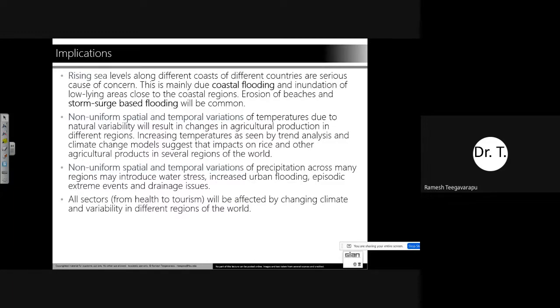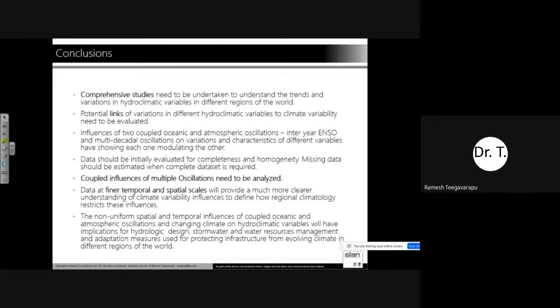And of course, we may have water stress, increased urban flooding, which we are already seeing, extreme events and drainage issues. And every sector from health to tourism will be affected by climate change and variability. So comprehensive studies have to be taken. We also need to understand the links between hydroclimatic variables and climate change. And also we need to understand the coupled oscillations. That's very important. We need to understand at finer time scales what is happening.